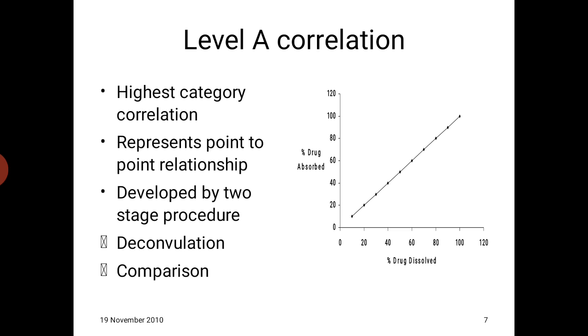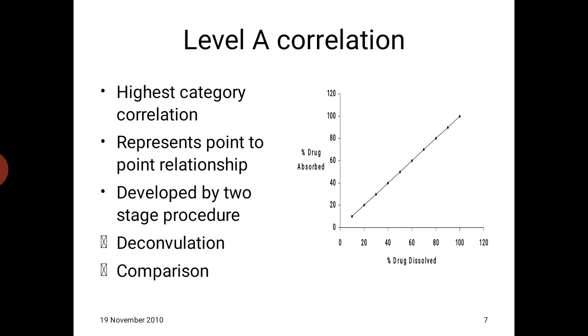That means at every point, if 20% of the drug dissolves, this much percentage is reached into the systemic circulation. When it dissolves 40% in vivo, it reaches this much percentage in the systemic circulation. When it dissolves 80%, this much percentage has reached into the systemic circulation. So at each time point, the drug dissolved in vitro is compared with the amount of drug reached in vivo. Point to point correlation. This is the level A correlation. Okay, so we are developing the correlation and we are comparing that with our test product with the standard product.